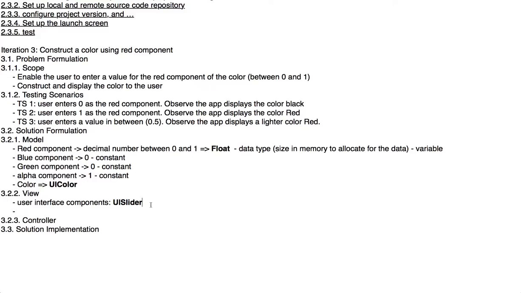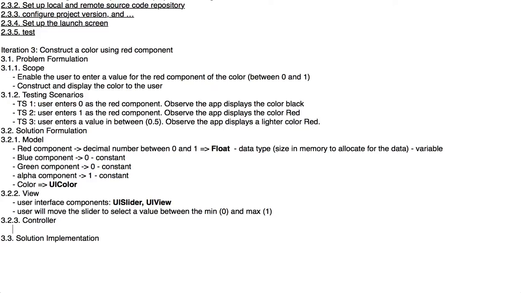So I have a UI slider, and then I also have a UI view. The UI view is a rectangle area. The app has a UI view, which is the white area of your screen. I'm going to add another one on top of that, another rectangle area. So we'll do that, and that's how the user will interact with them. The user will move the slider to select a value between the minimum of 0 and maximum of 1.